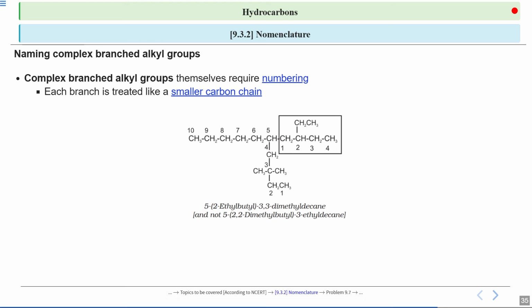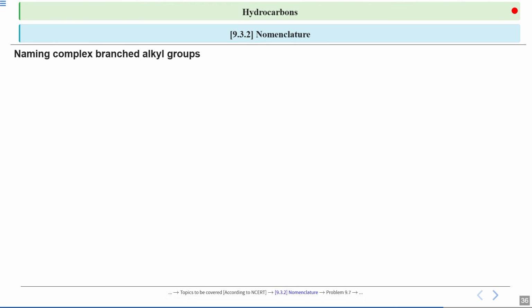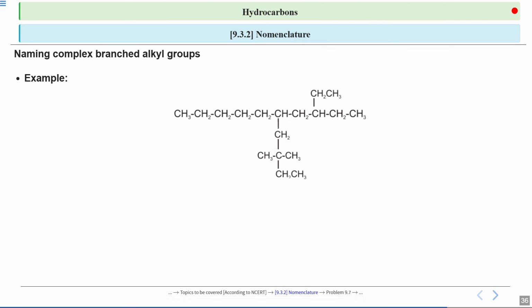Apart from the longest carbon chain, the boxed part is the branch, and this branch is a complex one. So we have to give a numbering for it itself: 1, 2, 3, 4, and the numbering starts from where it is attached to your main chain. You must be seeing here that the numbering is starting from the point of attachment. Got it? Now, we can have an example here.